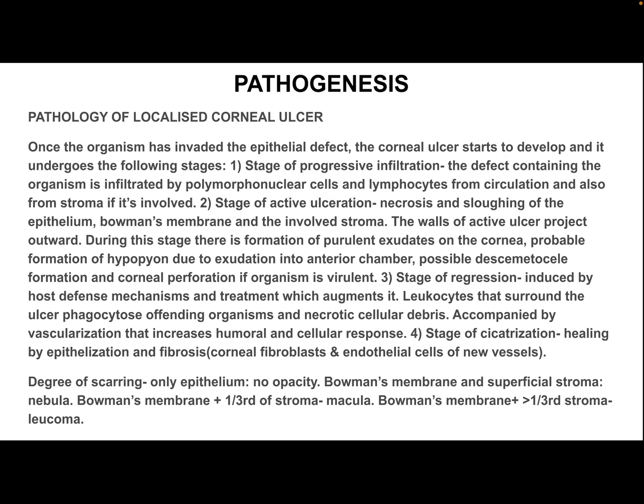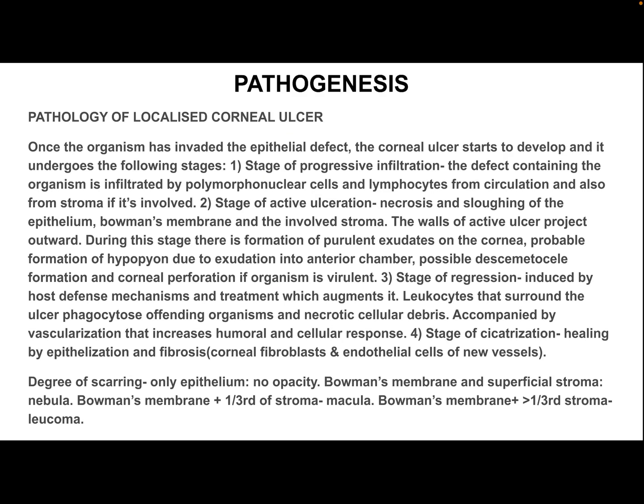How fibrosis happens is with the help of two cells: corneal fibroblasts obviously, and endothelial cells of the new vessels. I said vascularization is happening, so endothelial cells will be there, and those cells are also contributing to this fibrosis. Now fibrosis will be there, so scarring is there. So we can classify this degree of scarring.